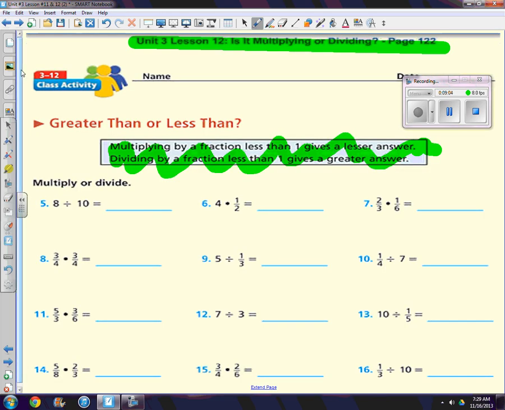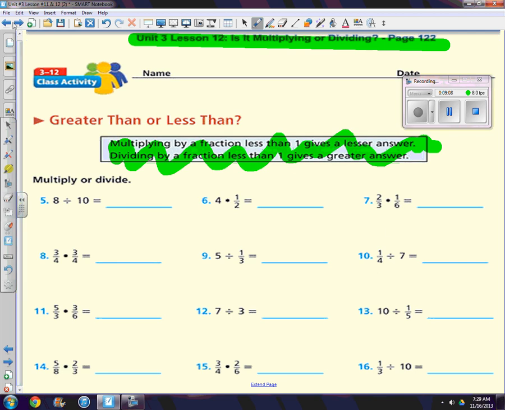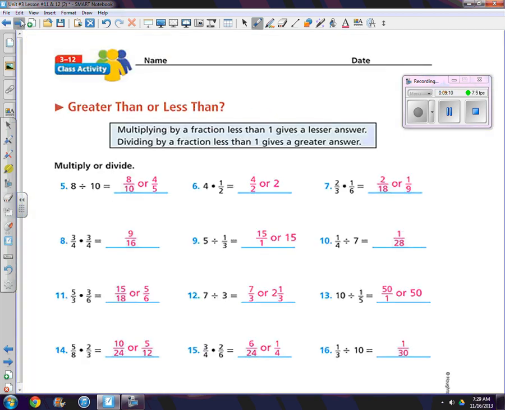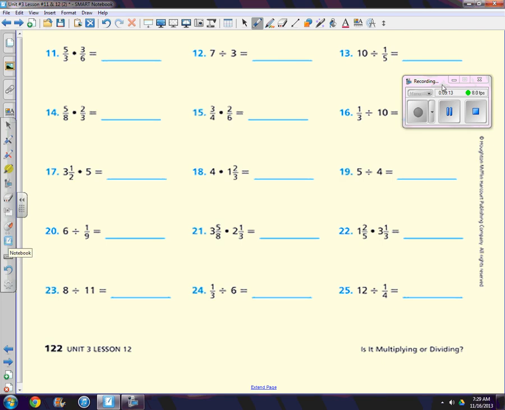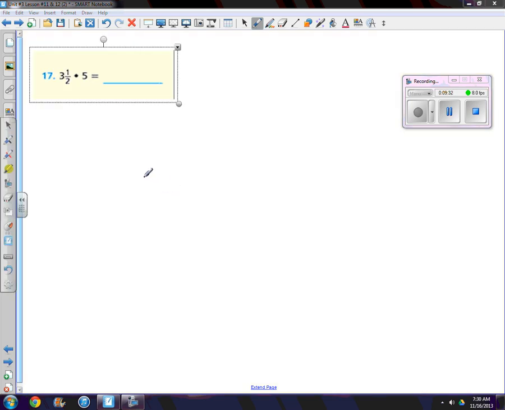Let's actually move ahead and look at a couple of these problems. Sorry about that. Let's look at 17 and then maybe even 24. So 17 first. All right, so we have 3 1/2 times 5. A mixed number times a whole number, so you'd expect your answer to be larger. Here you have a whole number, and then you have a half.